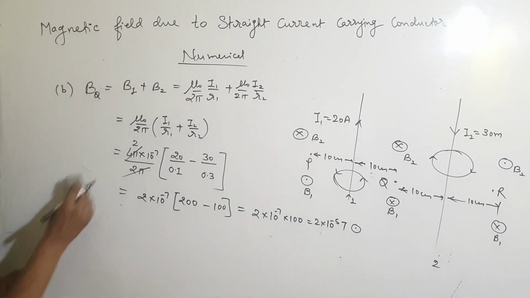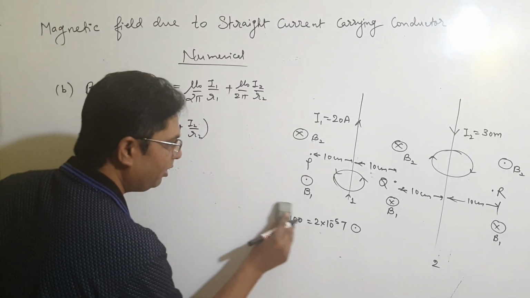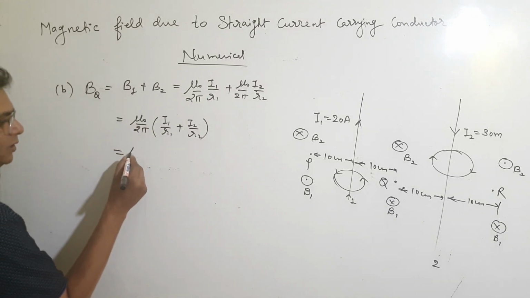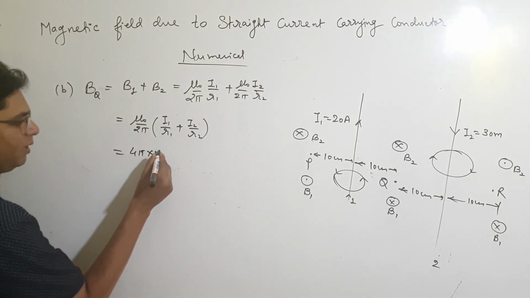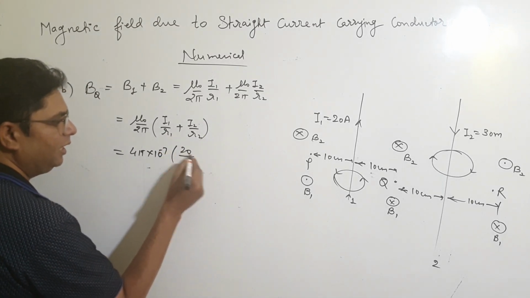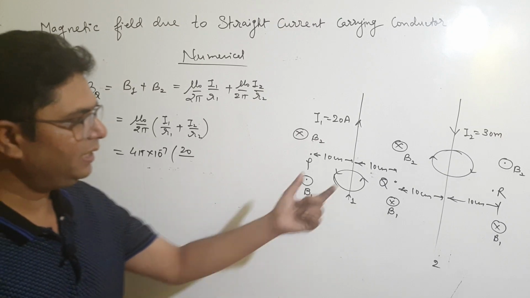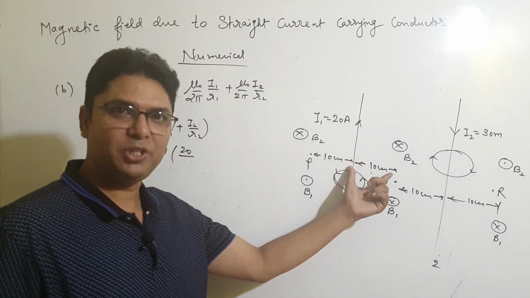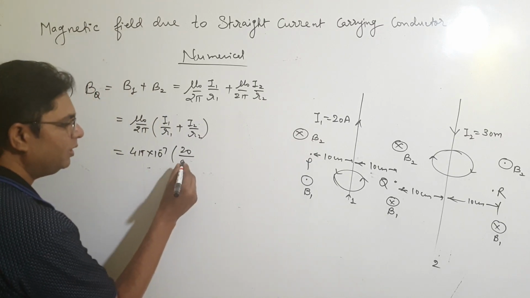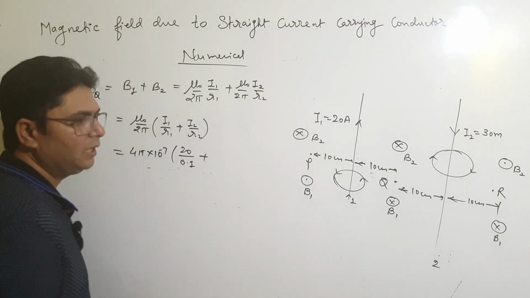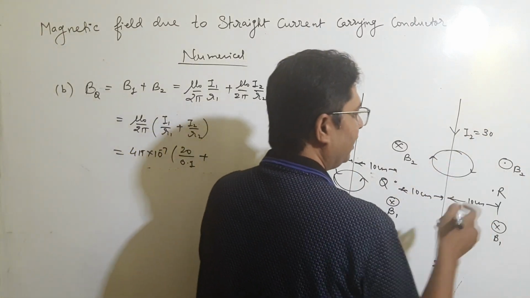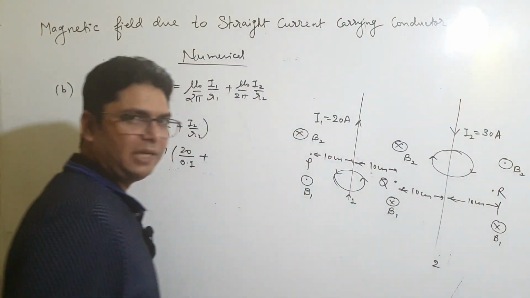Now put the values again. What values are there in this case? Here mu naught upon 2 pi, this is 4 pi times 10 to the power minus 7. What is I1? I1 is the same, 20. What is R1? R1 is 10 centimeter, which means 0.1 meter. So write here 0.1, plus this is 30 ampere. Sorry, it is 30 ampere. I have written M, please correct it.